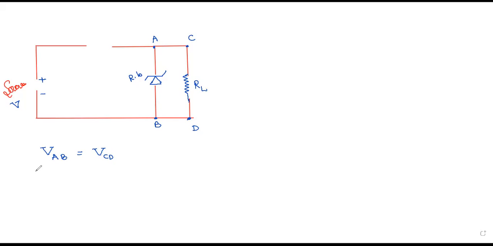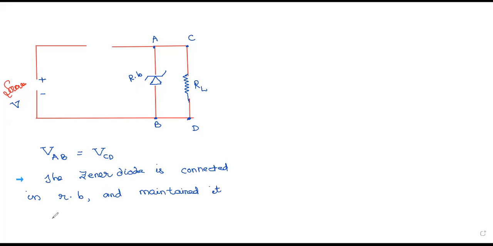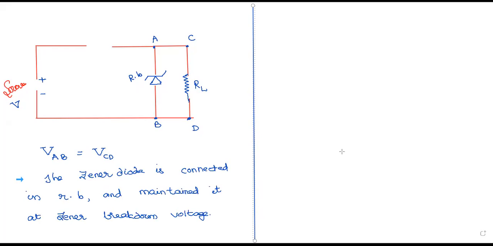Here, what he says, the Zener diode, this is the main important point. The Zener diode is, of course, connected in reverse bias. That is damn sure. In reverse bias, no doubt. And maintained to operate at Zener breakdown voltage. Zener breakdown voltage means directly you can say there suddenly the current increases abnormally, but the potential remains constant. This point I already explained previously.